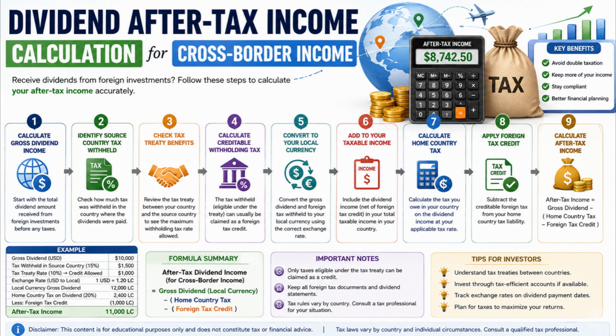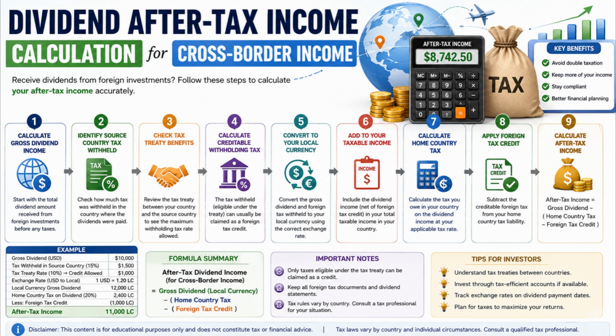Next, add the dividend to your taxable income. This usually means including the dividend income, often net of eligible foreign tax treatment, in your total taxable income in your home country. Since your total income may affect the tax rate you pay, this step is necessary for estimating the correct home country tax.